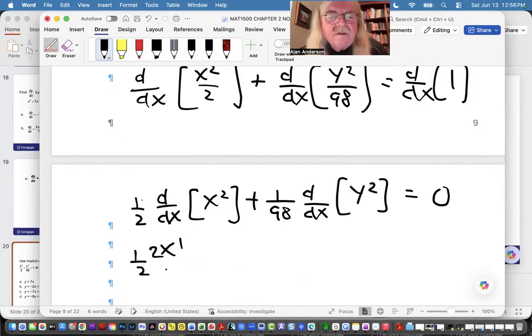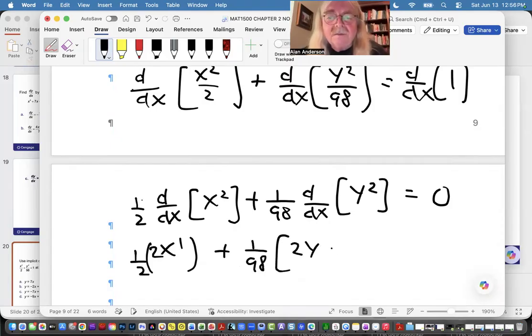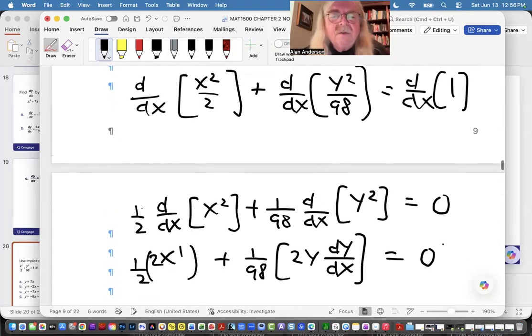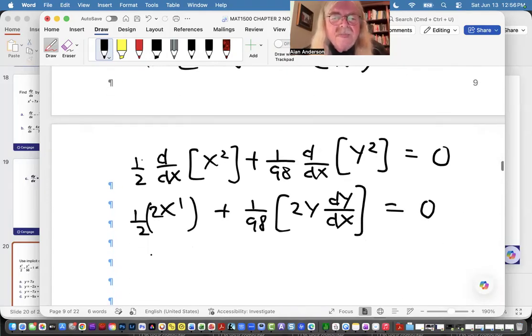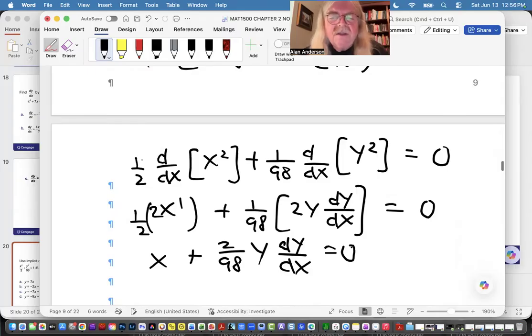2x to the first power plus 1 over 98. Now remember, this is a y term. We must include this dy dx after we apply the general power rule. So we end up with x plus 2 over 98 y dy dx equals 0.